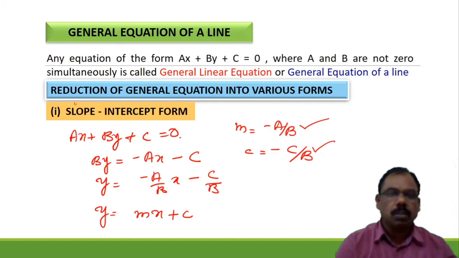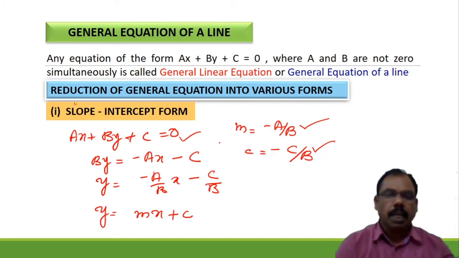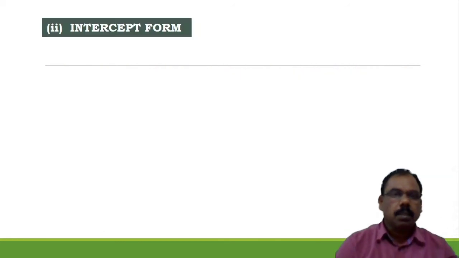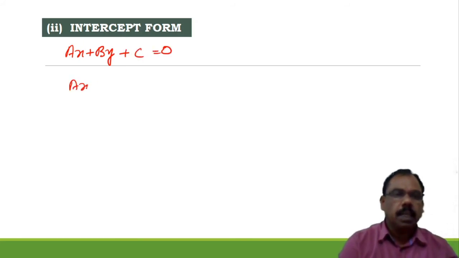So any equation in the form ax plus by plus c equals 0 can be converted into slope-intercept form, that is y is equal to mx plus c. Next, intercept form. We have ax plus by plus c equals 0. This can be written as ax plus by equal to minus c.